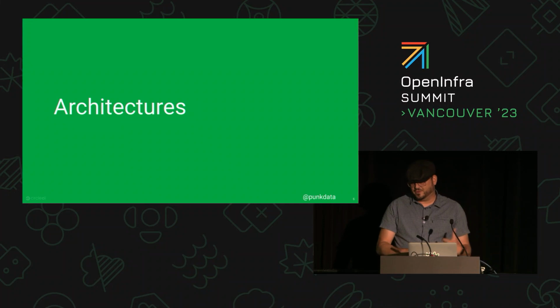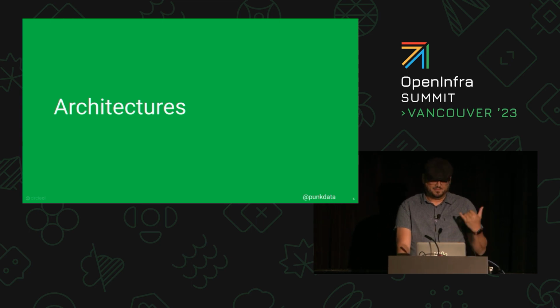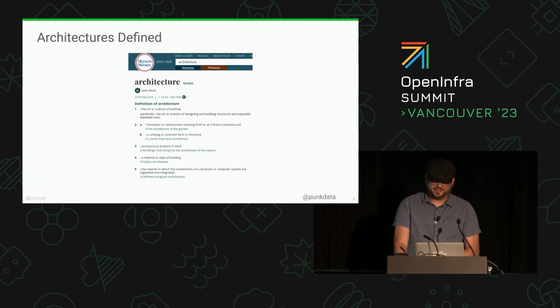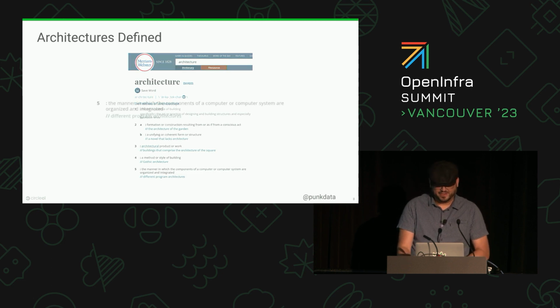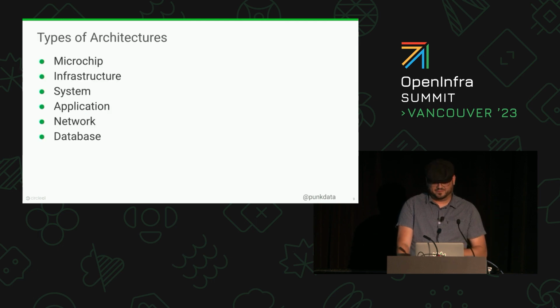So let's start off with architectures. I'll blow through this real quickly because it looks like everyone in the room probably has a lot of experience and understands what these things are, but maybe we'll do a little refresher for some who don't. So what are architectures? Here's a definition in Webster's. Basically, number 5 is the one we're looking at: the manner in which components of a computer or computer systems are organized and integrated. Again, that's the number 5 definition.